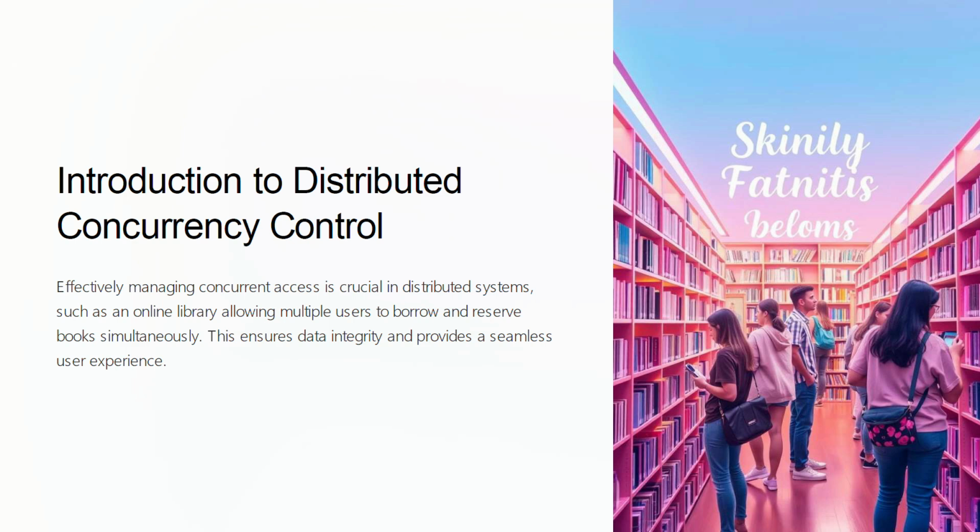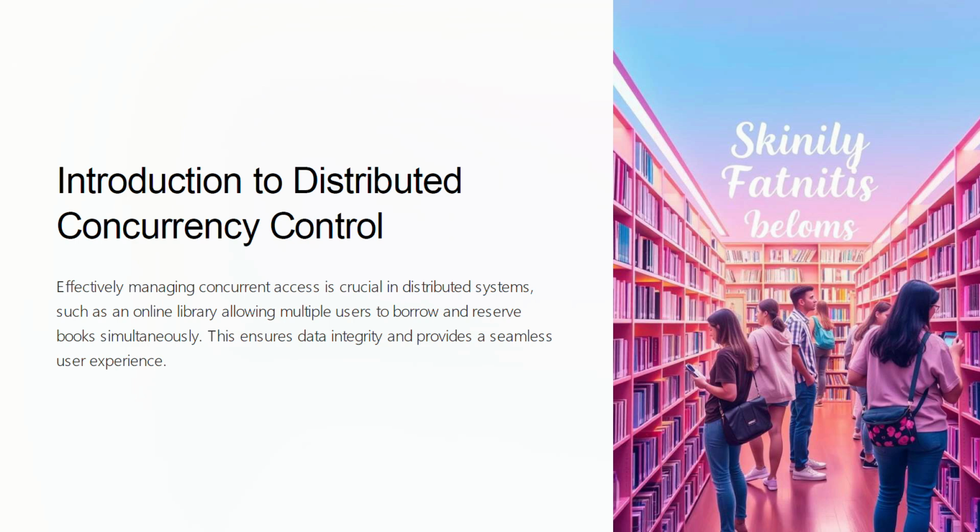For instance, imagine a library database used by several branches of a city library. Each branch has its own server, but the same catalog is shared across all branches. If a user in one branch wants to borrow a book while another user in a different branch is trying to reserve it, a concurrency control mechanism is necessary to handle this access. Without proper control, we could end up with conflicting records where both users are led to believe they have successfully reserved or borrowed the same book.